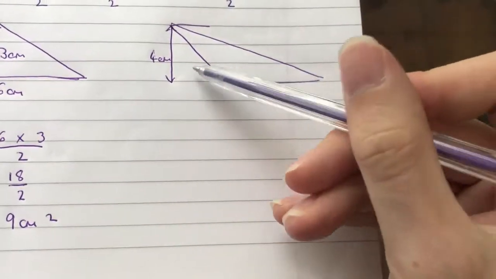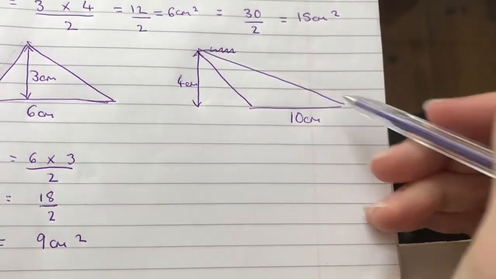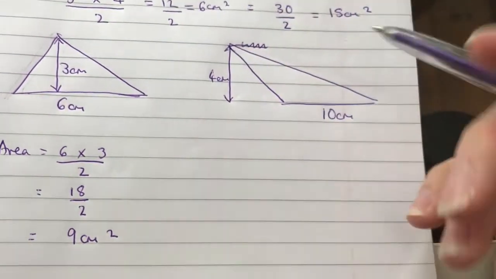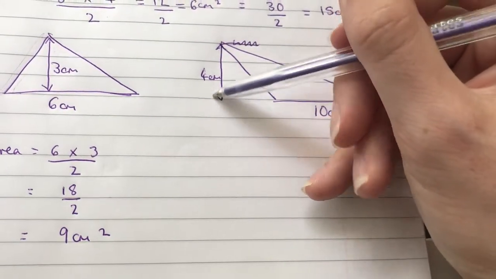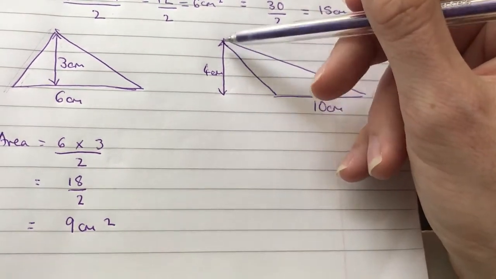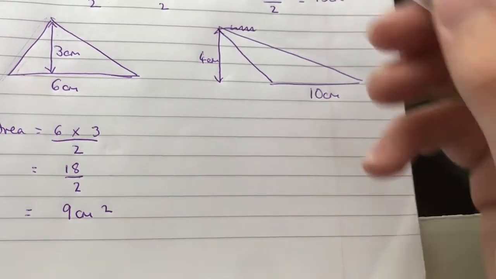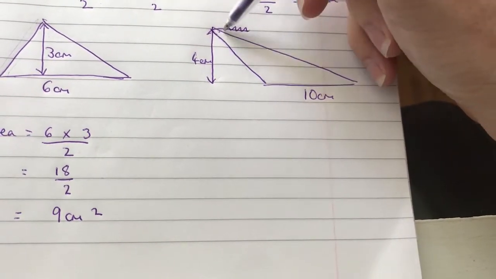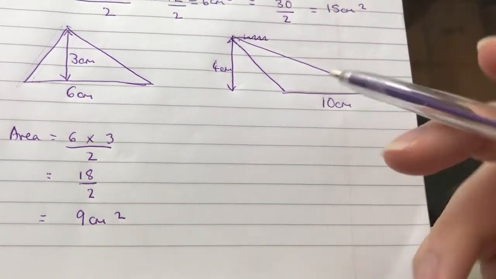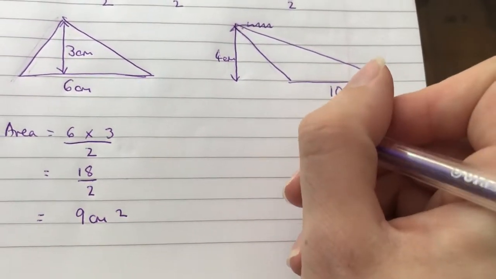So this one looks very different. Ignore this bit here. This is very different because we don't normally see triangles like this, do we? So the vertical height is 4 centimetres and the base is 10. Remember, we ignored this line and this line. That's not the vertical height. We want to work out the vertical height multiplied by the base. This is the vertical height. This is the height of the triangle.